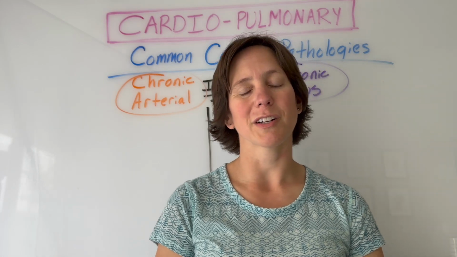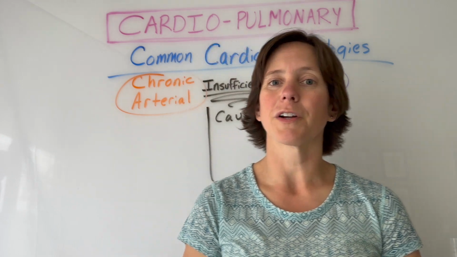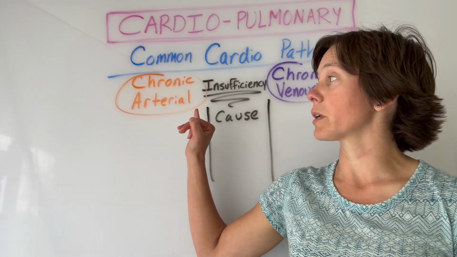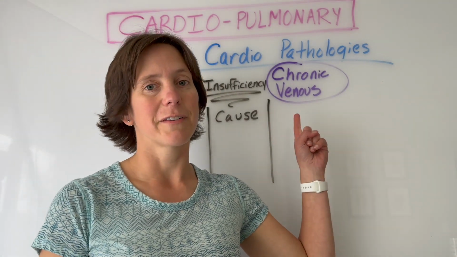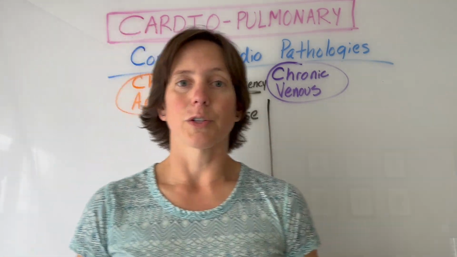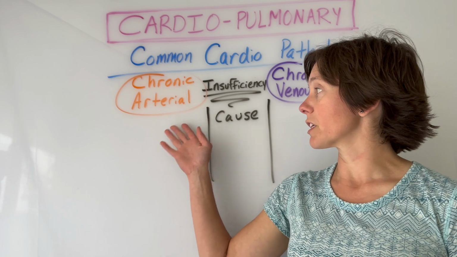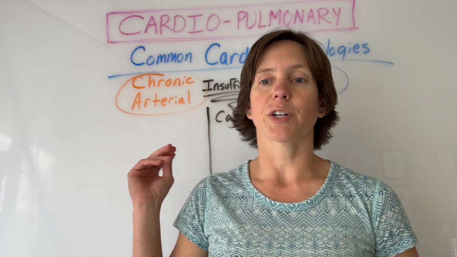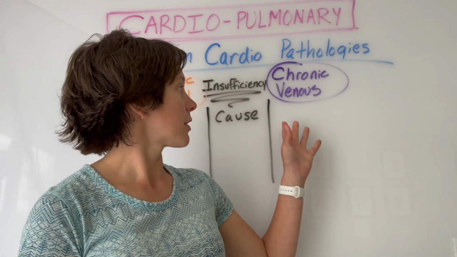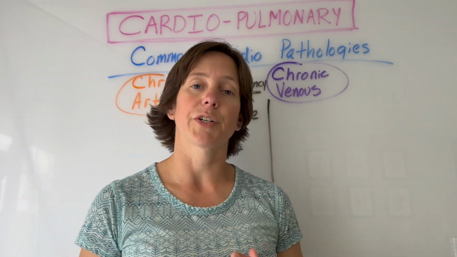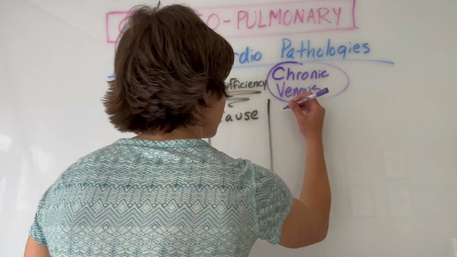Another common cardiopathology we'll cover is the difference between chronic arterial insufficiency and chronic venous insufficiency. So chronic arterial insufficiency is caused by a thrombus or an emboli, whereas chronic venous insufficiency is caused by trauma or a clot.